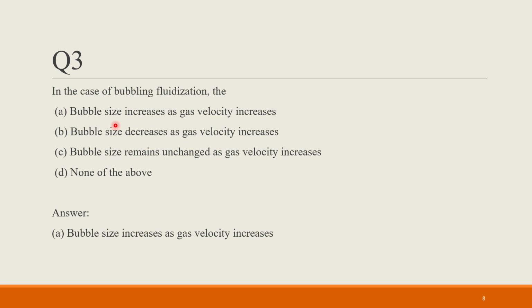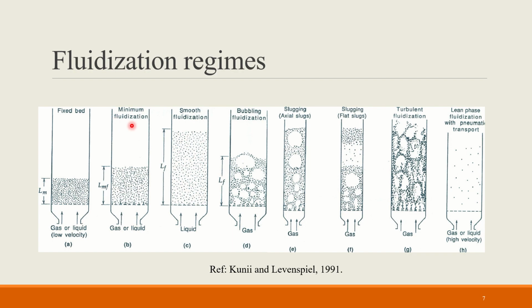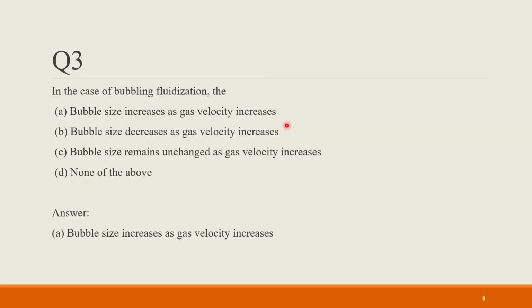So now question 3 is about the case of bubbling fluidization. We saw in the last slide itself, this is bubbling fluidization. Bubble size increases as gas velocity increases. Bubble size decreases as gas velocity increases. Bubble size remains unchanged as gas velocity increases. None of the above. I give you people a minute. You all know the answer. Just think of why it is so.